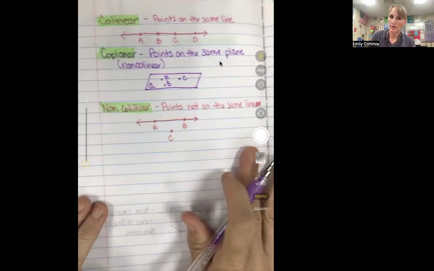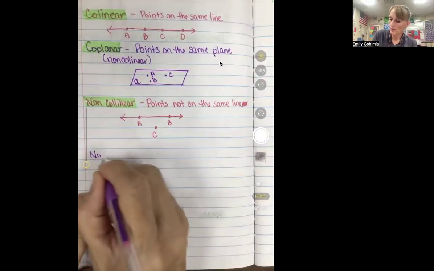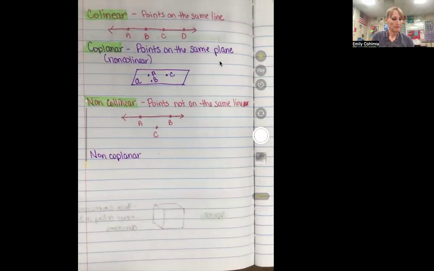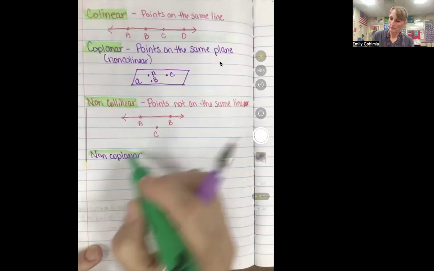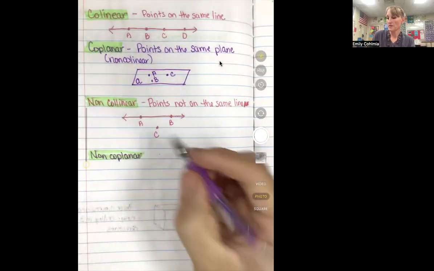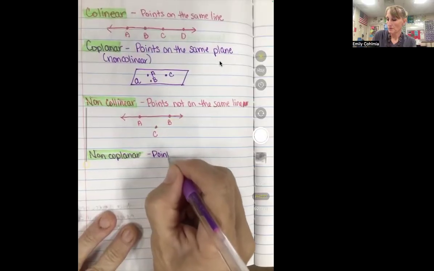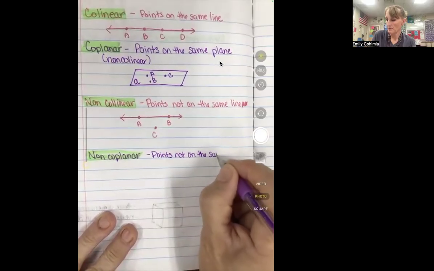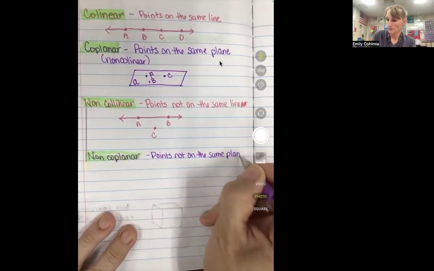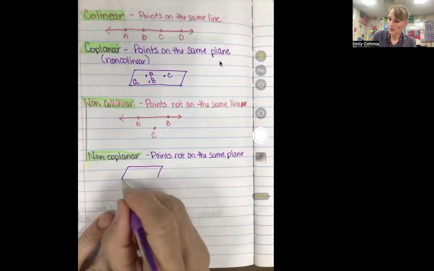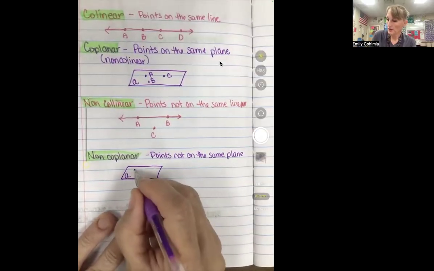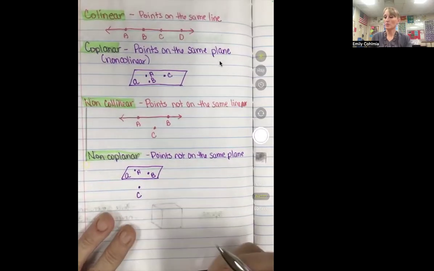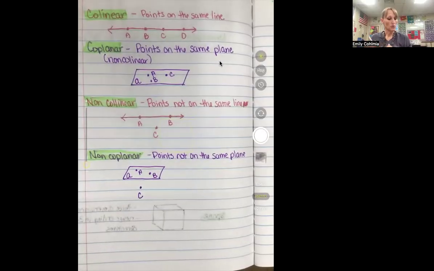And you guessed it, the other one is non-coplanar. This would be points not on the same plane. So if our plane is here, remember we had plane A, and we had points A and B on plane A, and let's say point C is not on the plane. So it is a non-coplanar point to the others.